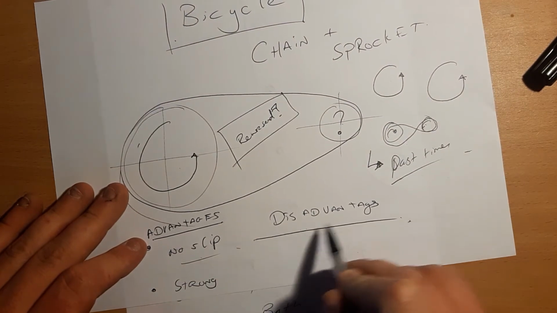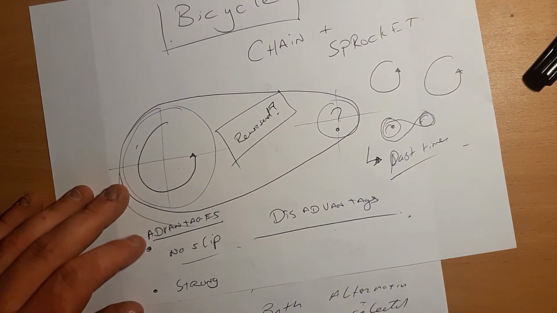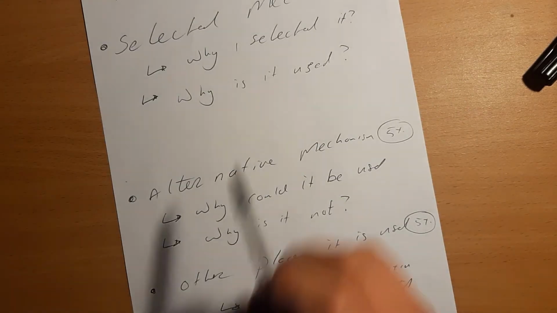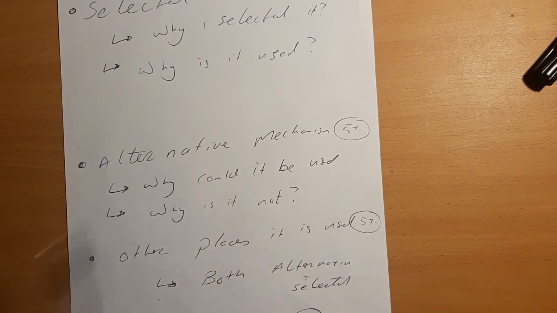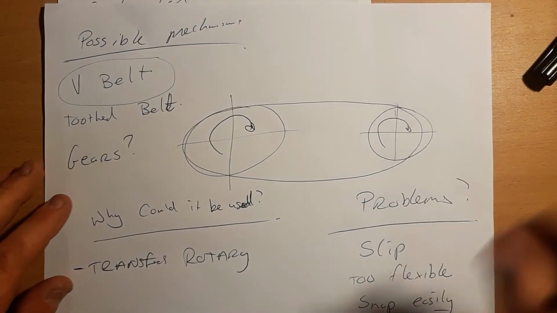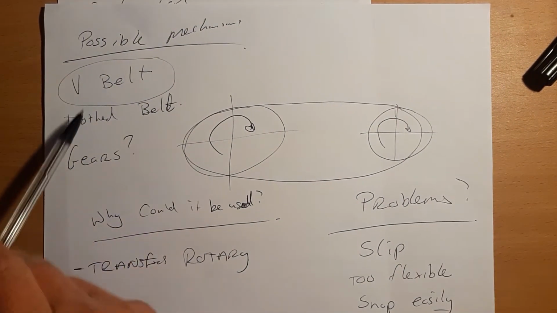So why? What's the problem with using it? Okay, so that is your selected mechanism. The next thing you're looking at is, okay, that's what's being used. What else could be used? So what I've done here, guys, is I've come up with a section called possible mechanisms. So far we're only on 2 pages. I've made a list of possible mechanisms here.